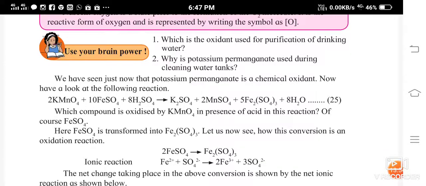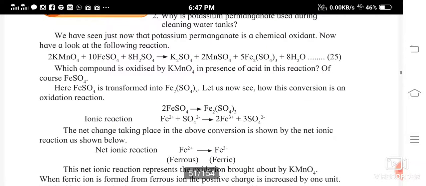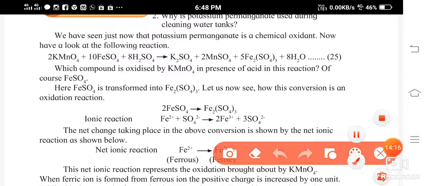Now see, we have seen just now that potassium permanganate is a chemical oxidant. Now have a look at the following reactions. Just now we saw that KMnO4 in acidic medium, that is when you add sulfuric acid to that, what happens? Nascent, that is, it provides oxygen, isn't it? It provides oxygen for the oxidation reaction.